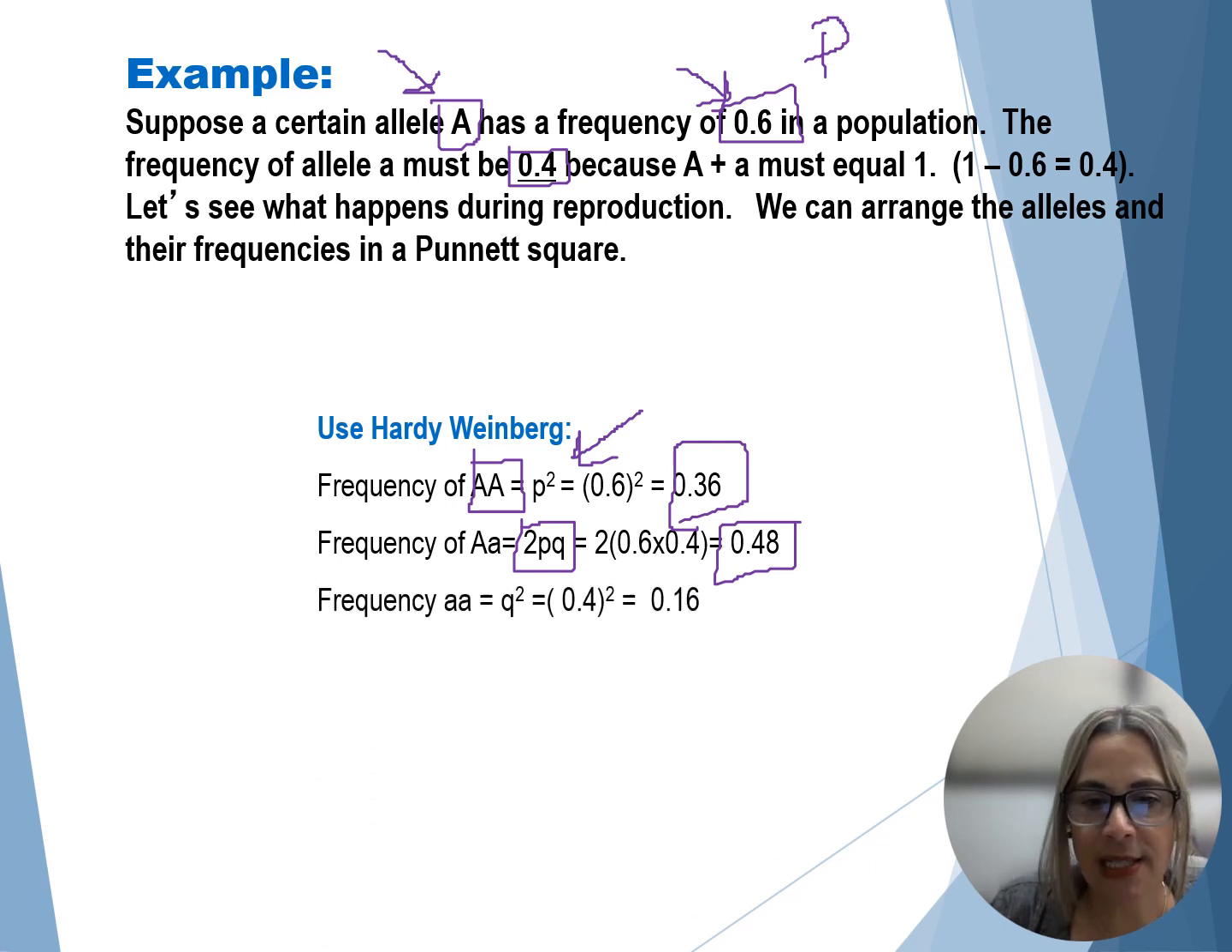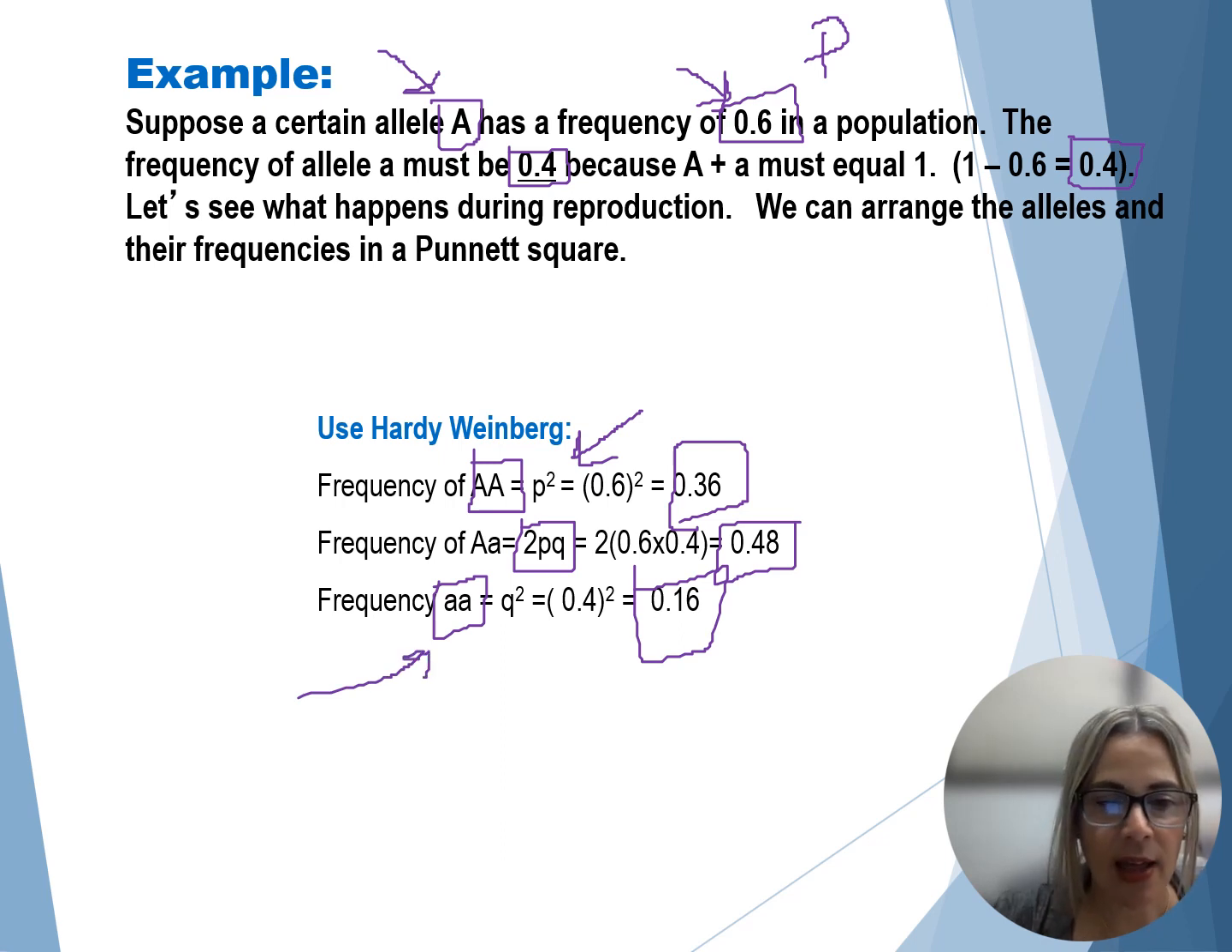And then of course lastly, we established over here that q is equal to 0.4, okay, because we went 1 minus p, which was 0.6, equals 0.4. So q squared, which represents our homozygous recessive individuals, q squared is 0.4 squared, which is 0.16. So that means, of course, that 16% of the individuals in the population are homozygous recessive. So just another example of how we can apply that Hardy-Weinberg equilibrium.